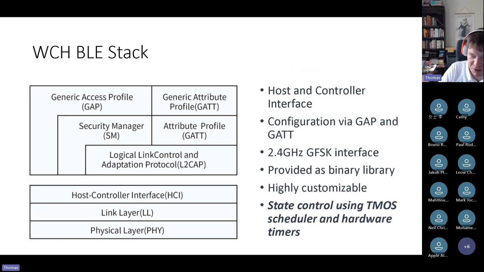Let's take a closer look at the BLE stack that is provided by WCH. It is provided as a binary static library. It has a host and a controller interface similar to what you expect from a competing solution. The configuration of your device can be performed via the Generic Access Profile or the Generic Attribute Profile. The radio itself is BLE 5 for 2.4 gigahertz with Gaussian frequency shift keying.